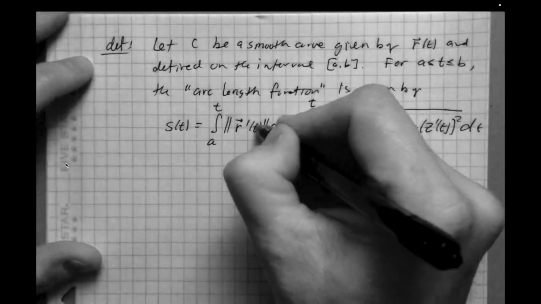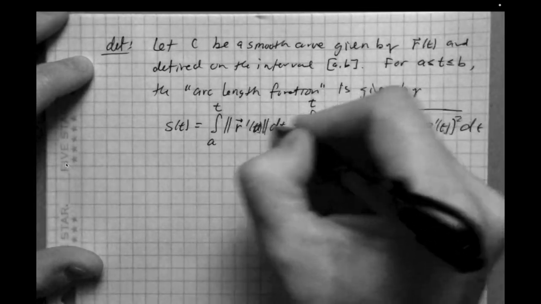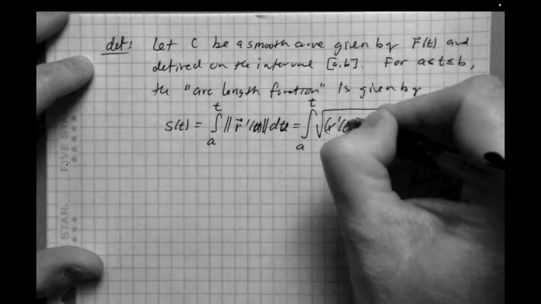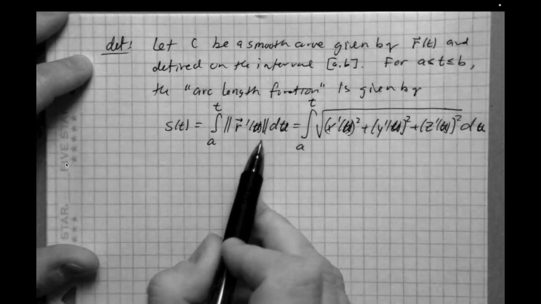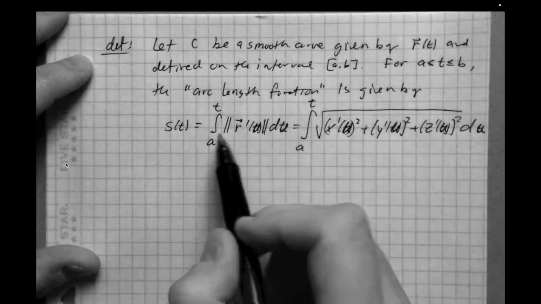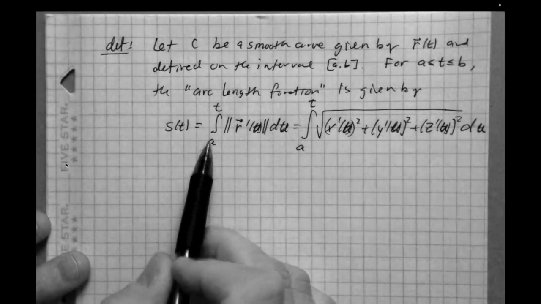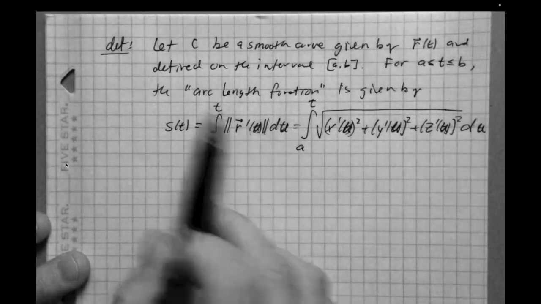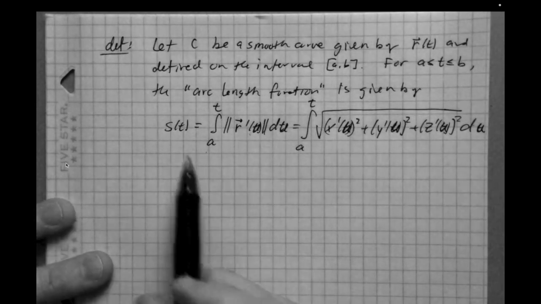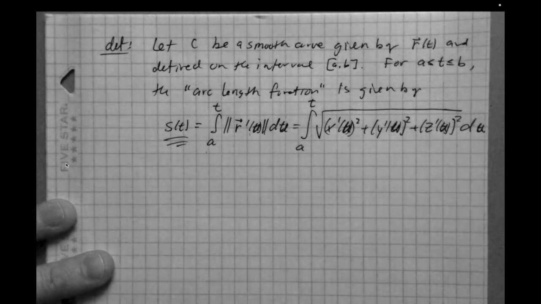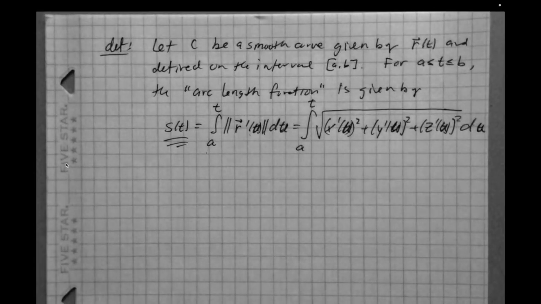Oh, I'm sorry, this needs a change of variable. That should be a u instead of a t. My bad. Otherwise, that gets really confusing. So this is du. So r prime of u du, because the integral is going from a up to t, so you can't have t be inside. That would be a little awkward. Okay, and so this right here is called the arc length function.